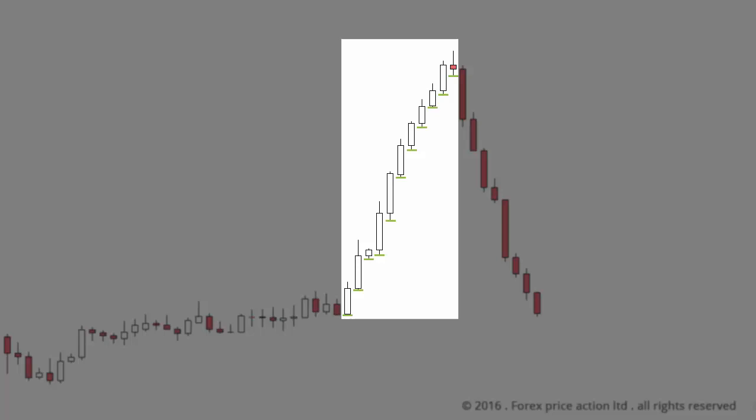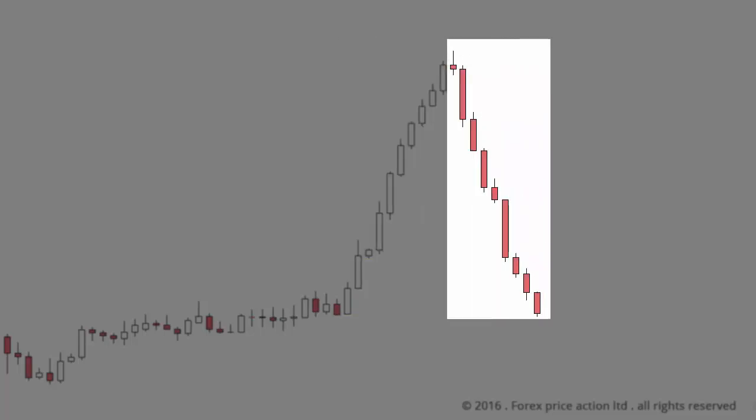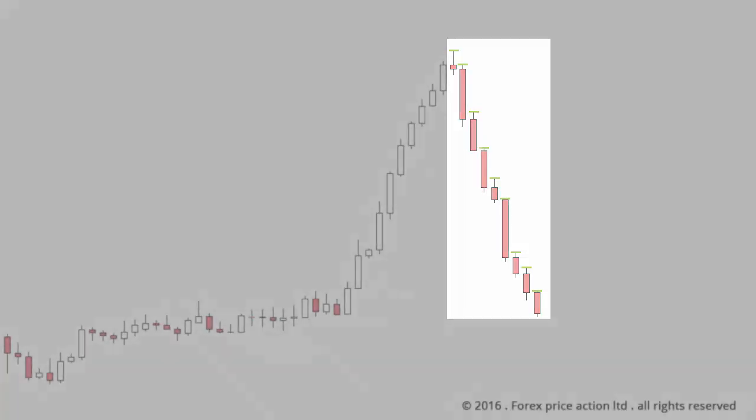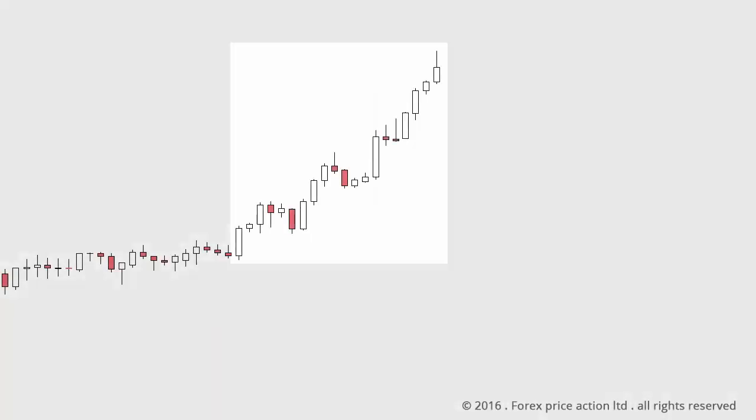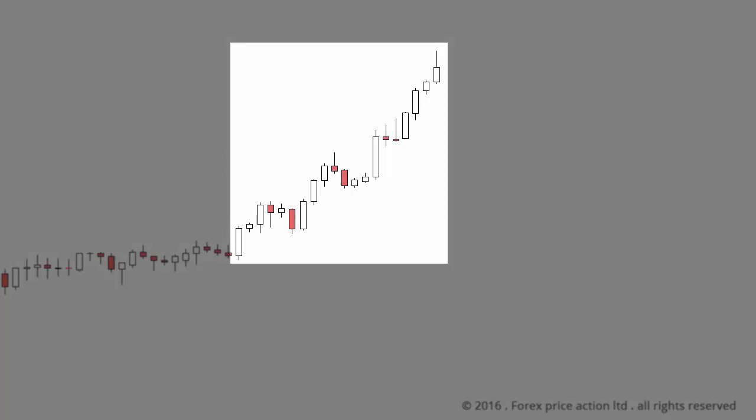What about sellers though? It's in a seller's nature to push price down. And when price pushes down, we see lower lows and lower highs, as you see here. So as long as lower lows and lower highs are being created, sellers are in control of price. But trends rarely look this strong. Most trends are messy. Look at this trend here. It is clearly a bullish trend. However, not every single candle gives us a higher high and a higher low. So what makes this a strong trend?